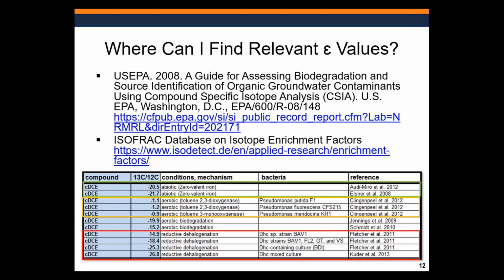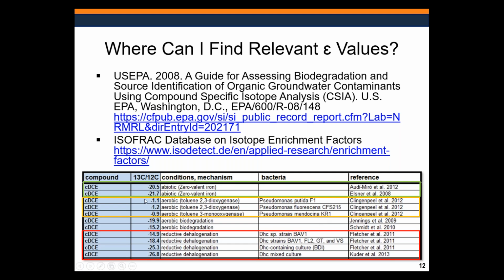So where can you find epsilon values? Here's a couple of locations. One is a really good guide, and for those of you who want to follow up further on this, EPA put out a great document in 2008. It goes through assessing biodegradation and sources using CSIA. I refer back to that often. There's this ISOFRAC database, which was updated until about 2017. It's an Excel spreadsheet that you can download using this link. And it's very useful because it provides references and fractionation factors, enrichment factors for lots of different compounds and different processes.